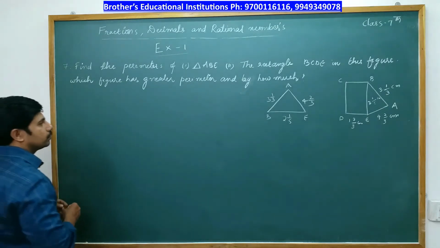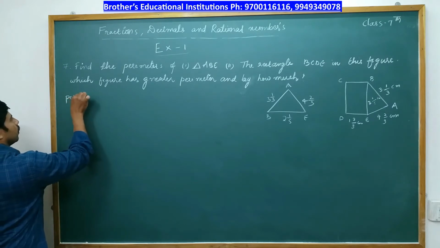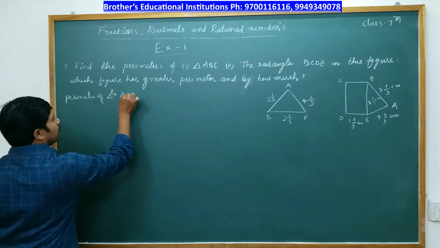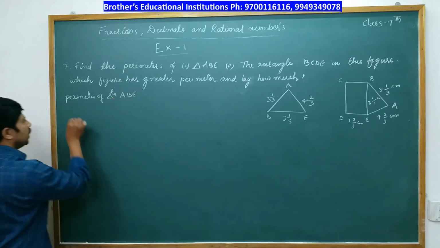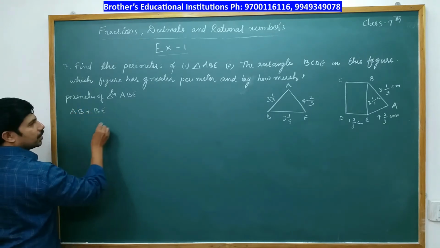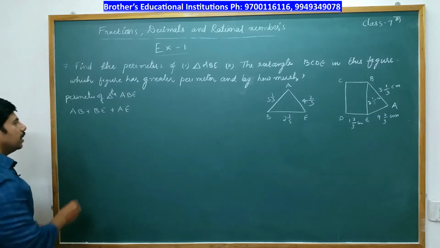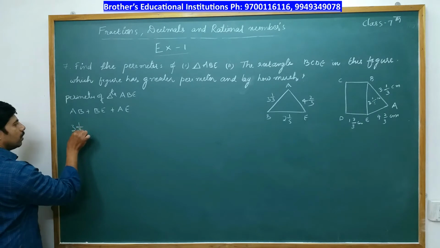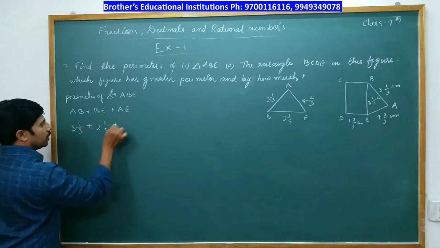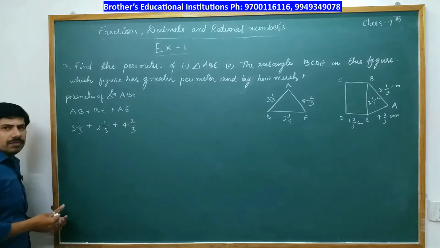So now the perimeter of triangle ABE is nothing but AB plus BE plus AE. So what is AB? AB is 3 1 by 3, plus BE is 2 1 by 5, plus AE is 4 2 by 3. Now we'll add, and we'll get the perimeter.